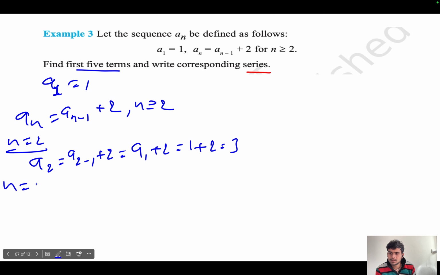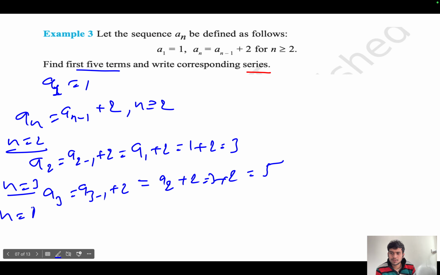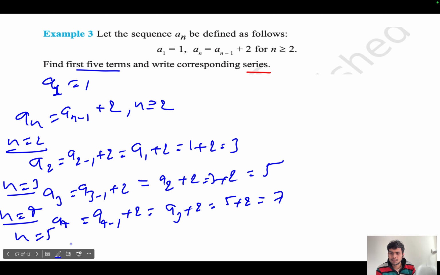Put n is equal to 3, that is a3, which is a(3 minus 1) plus 2, so it becomes a2 plus 2, that is 3 plus 2, which is 5. Put n is equal to 4, that is a4, which is a3 plus 2, that is 5 plus 2, which is 7. Put n is equal to 5, that is a5, which is a4 plus 2, that is 7 plus 2, which is 9.